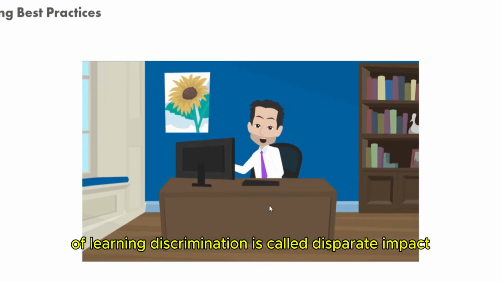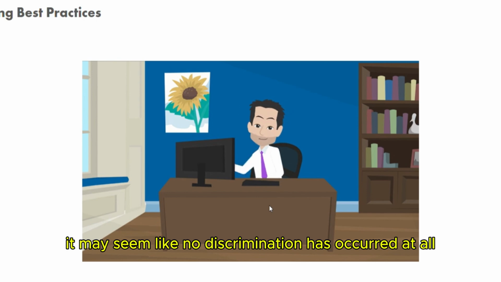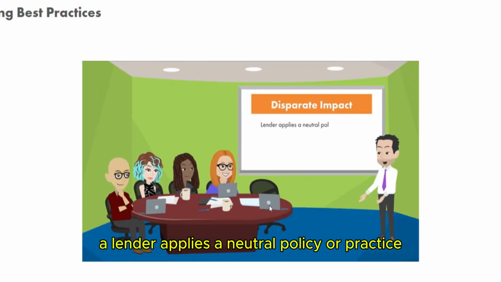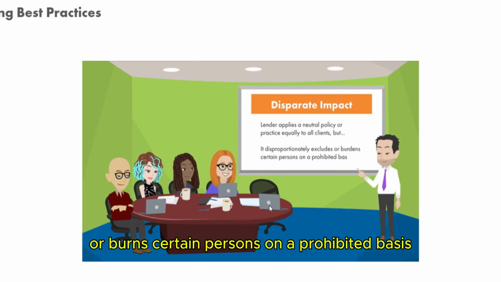The third and final method of lending discrimination is called disparate impact. The confusing thing about disparate impact is that at first it may seem like no discrimination has occurred at all. Let me explain. A disparate impact occurs when a lender applies a neutral policy or practice equally to all clients, but in actuality, the policy or practice disproportionately excludes or burdens certain persons on a prohibited basis.